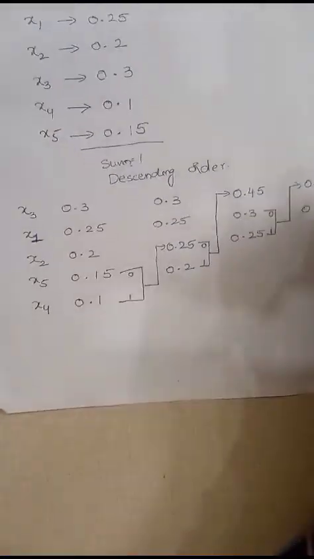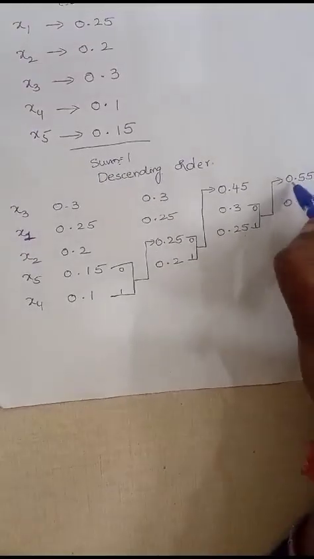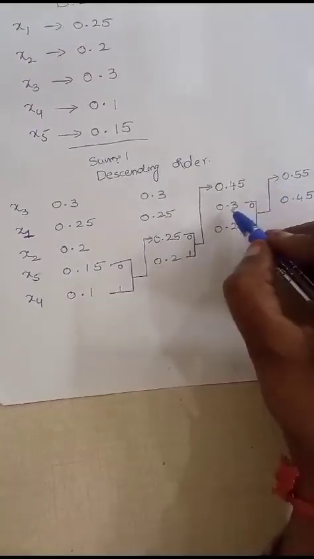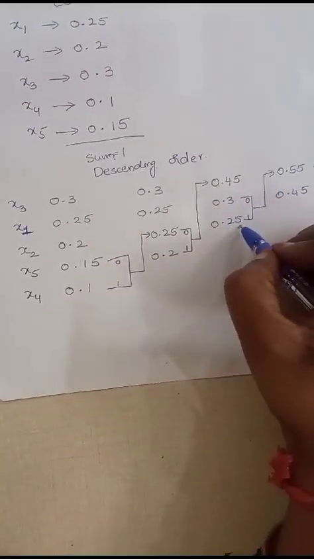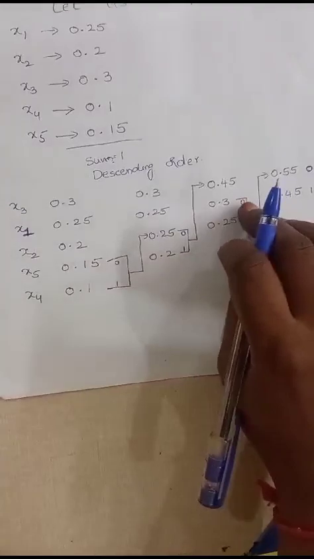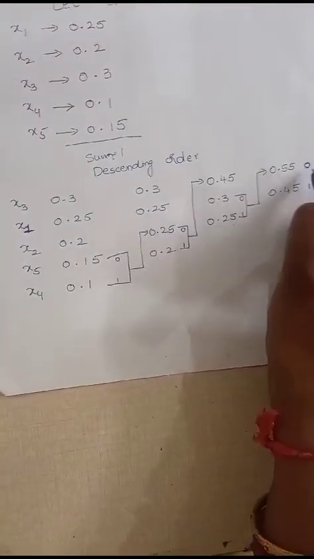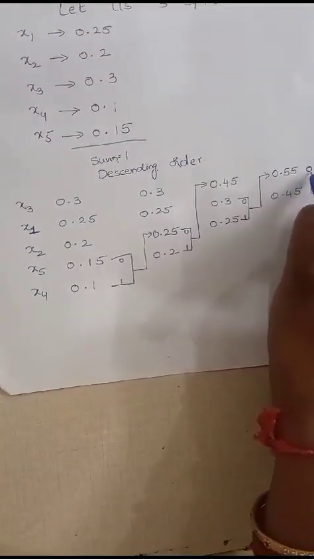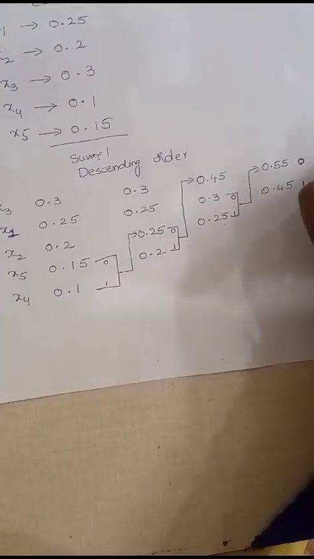Now, how to give the coding here? Let us see. For 0.55, which is a contribution of 0.3 and 0.25, where 0.3 is the symbol for x3. So the code for x3 we can take in the reverse direction, that is from 0 and 0. So for x3 the code is 00.